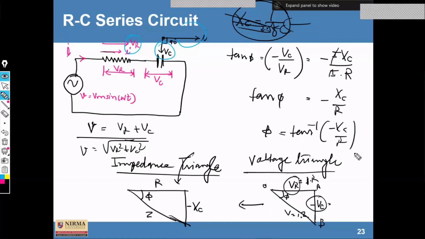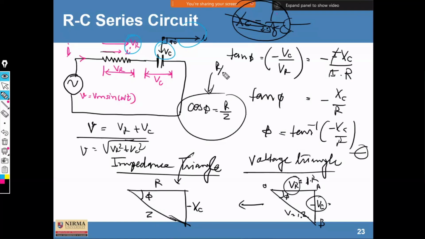This is the equation of angle phi. We can similarly use R by Z also, because in this condition also we can find the power factor: cos phi is equal to R by Z. Cos phi is R upon Z. Similarly, in an inductive circuit also the power factor is R by Z. Clear? Here it is also R by Z.